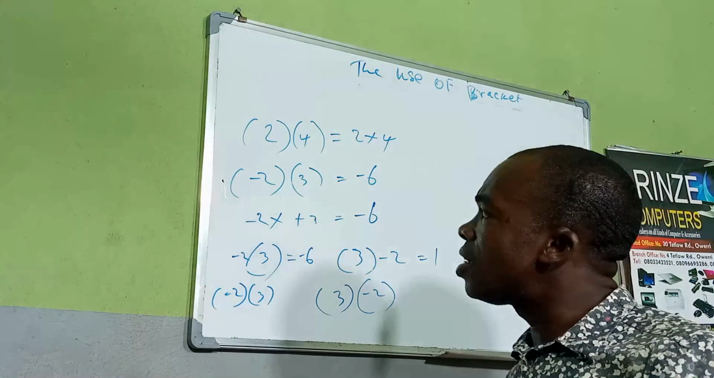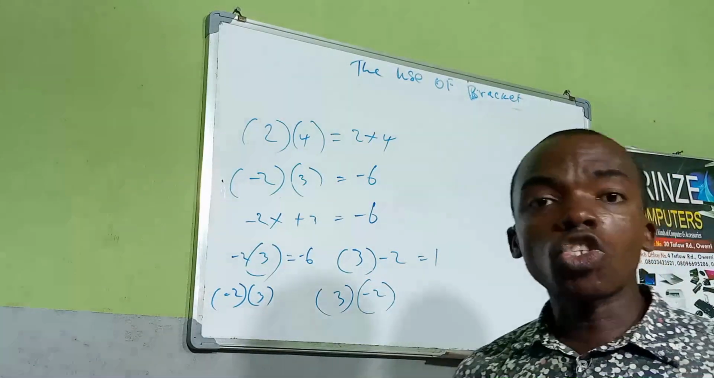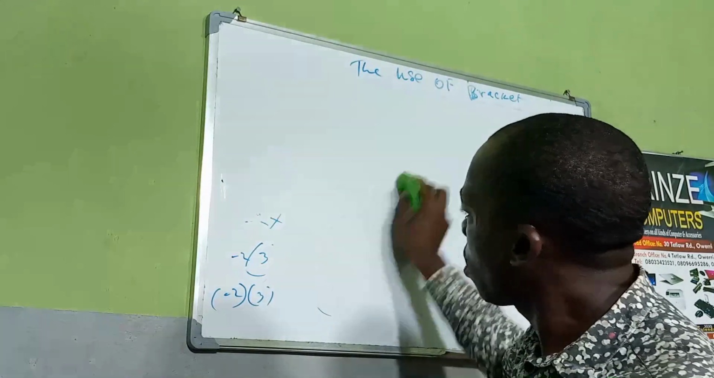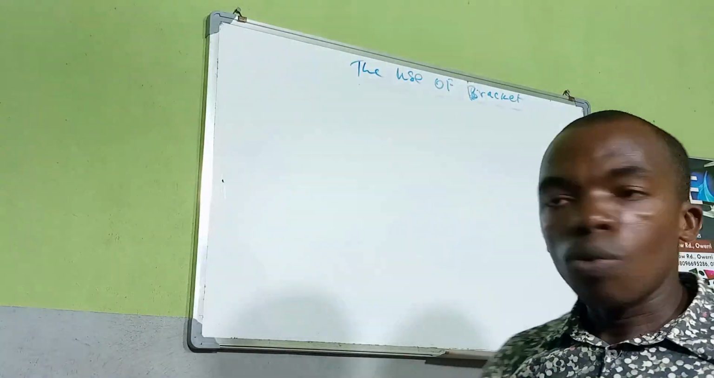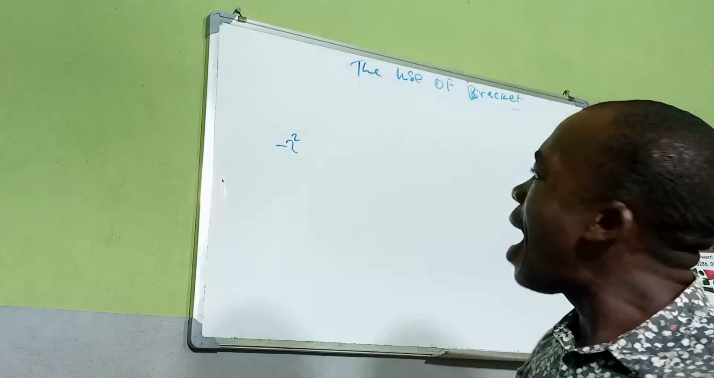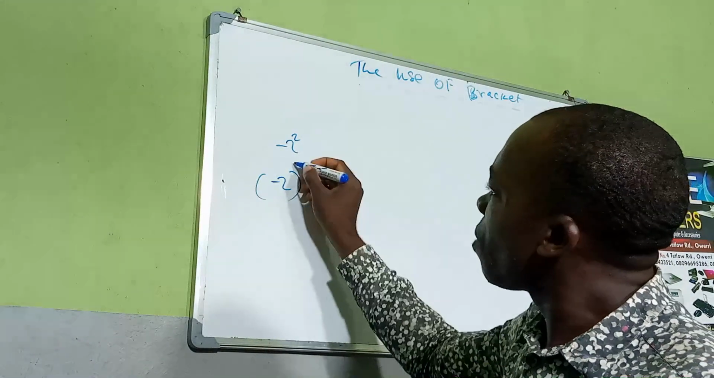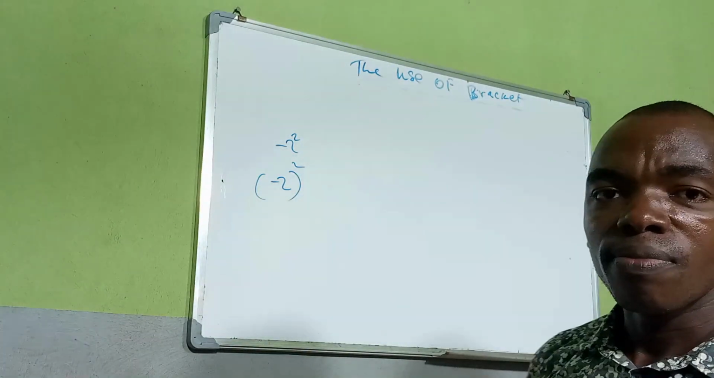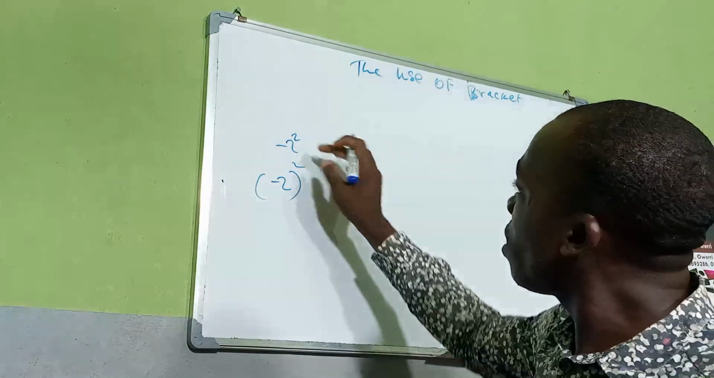So there is not much about this. And I also want to give us some other examples. Now, do you know that minus 2 raised to power 2 and minus 2 in brackets raised to power 2 are not the same thing? Do you know? These two things are not the same. Now, let me take this one first.